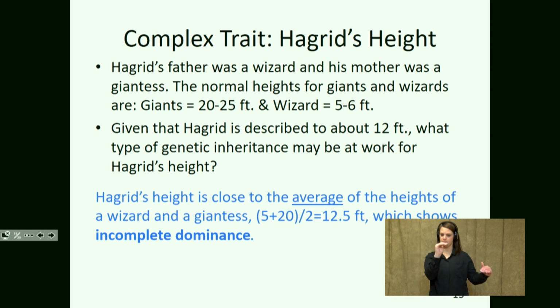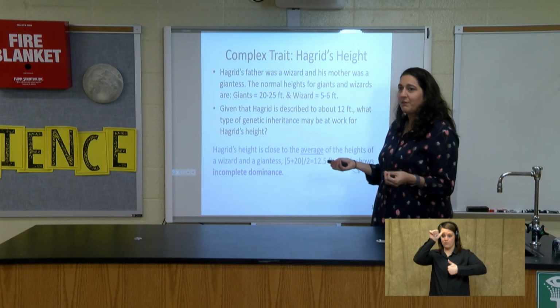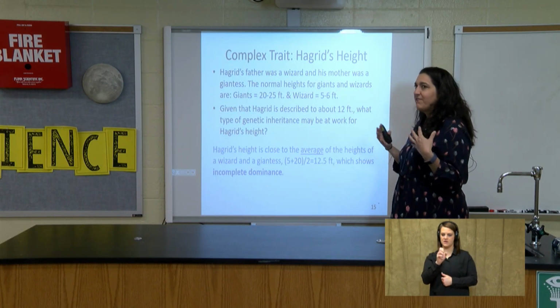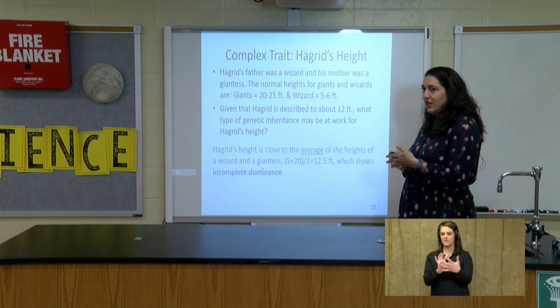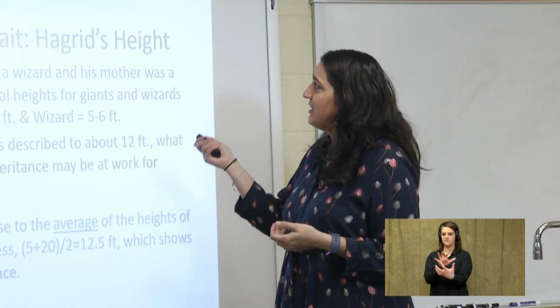And if you were actually to take the average between the two, a blend of the two, you see you end up right at about 12.5. So that's a way to do it mathematically as well. But just remember, with incomplete dominance, if you end up with a phenotype, a trait, that is a blend or a combination of your two parental traits, you are dealing with incomplete.